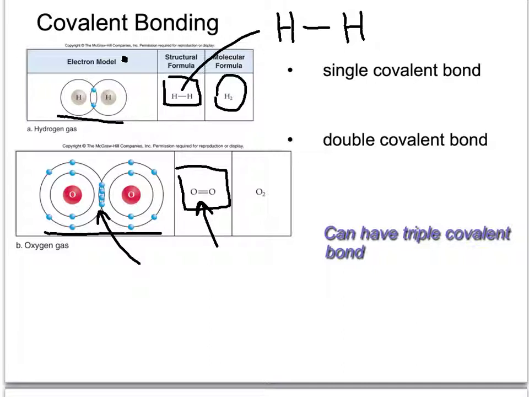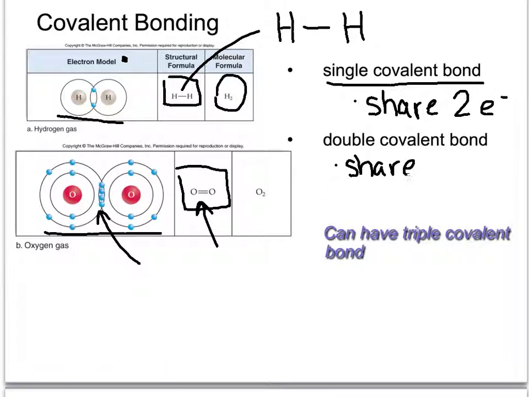And if there's only a single line, we call it a single covalent bond. So this is a sharing of 2 electrons. And a double covalent bond means that we are sharing 4 electrons. Now there can be more, there can be triple covalent bonds, but typically what we are going to see in biology is the sharing of 2 electrons and the sharing of 4 electrons. And just as a reminder, that would look like 2 solid lines between them.